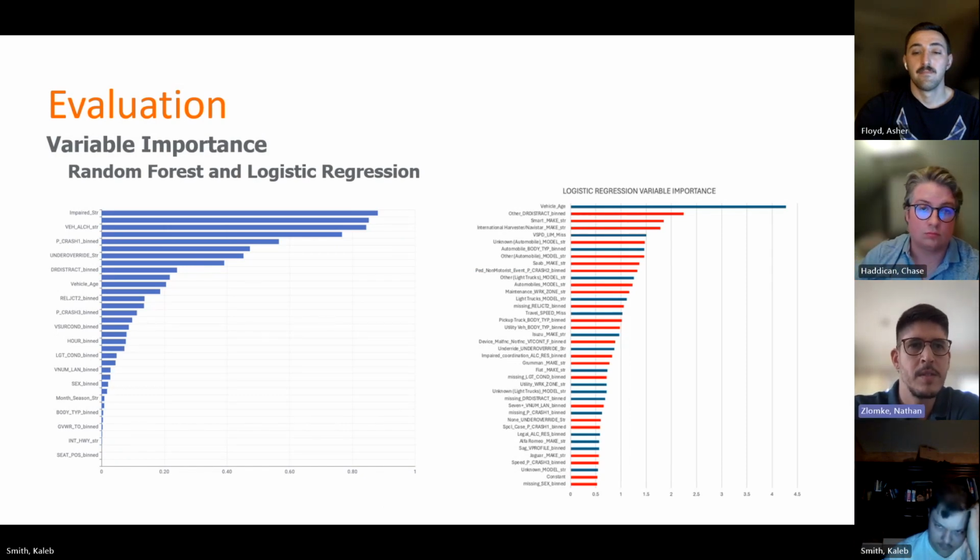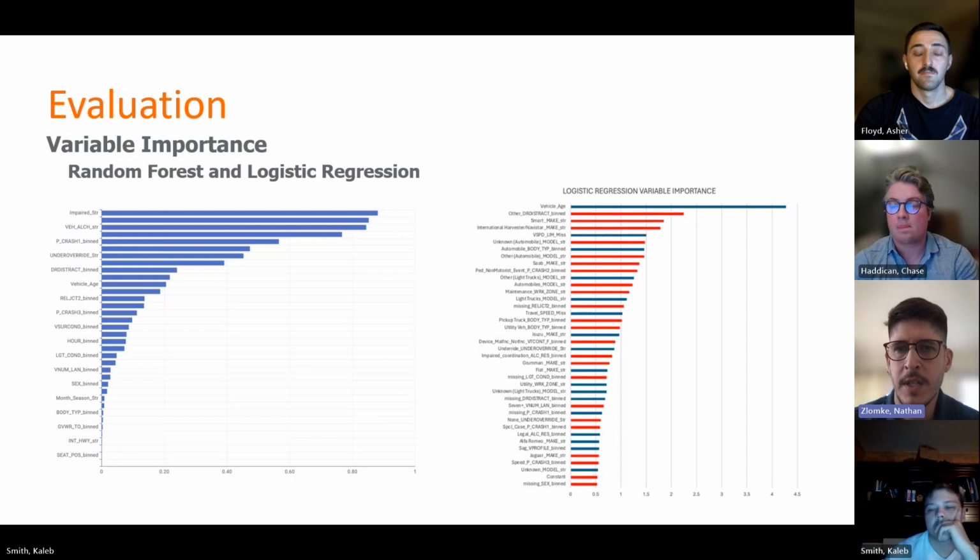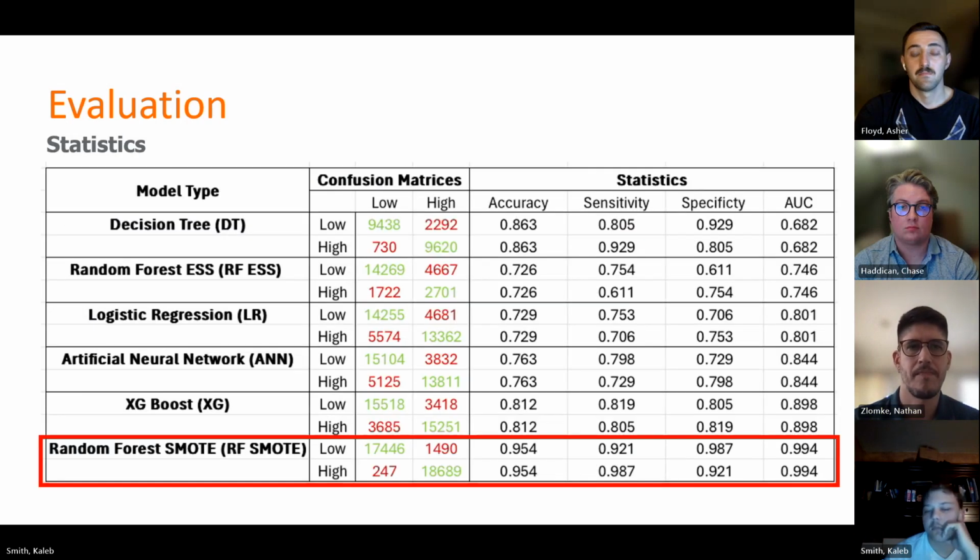We looked at several different variable importances. Caleb mentioned we did genetic algorithm for the first filtering, and then here's a random forest learner and a logistic regression that we looked at for variable importance. You see some similar values like vehicle age, impairment with alcohol or drugs. However, you see on logistic regression, vehicle age is one of the number one variables, and then it makes a lot of designations with the make of the vehicle. So some differences depending on different biases in each model type. Overall, the random forest SMOTE method outperformed everything in terms of accuracy, sensitivity, specificity, and the ROC metric. XGBoost was second, and then as far as numerical methods, the ANN method was the best numerical.